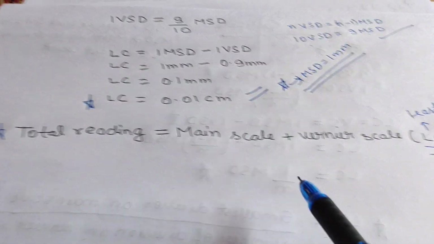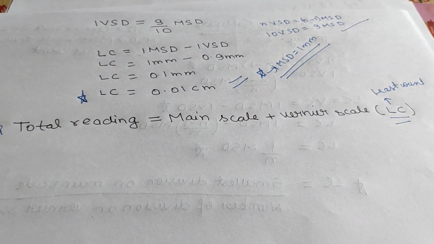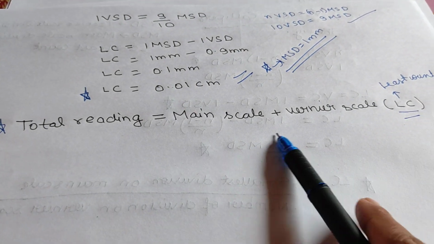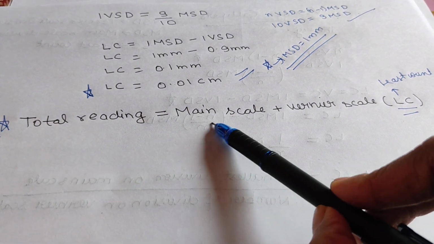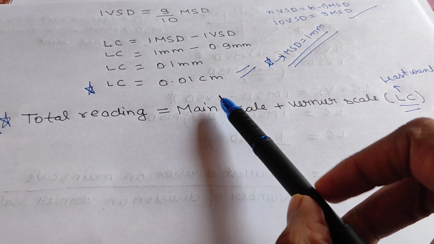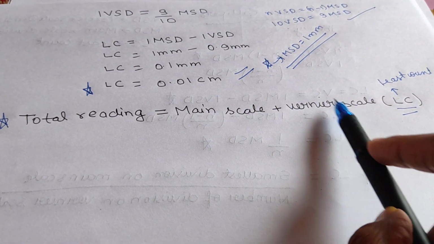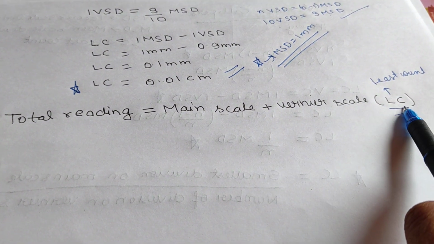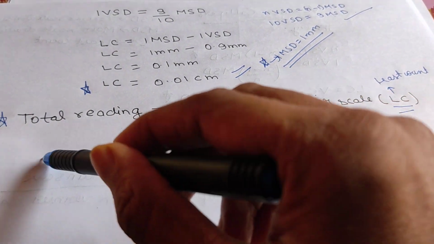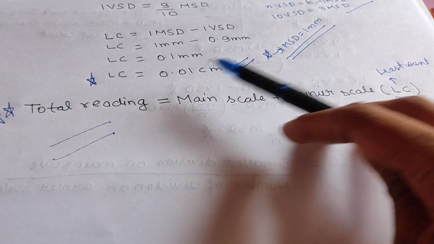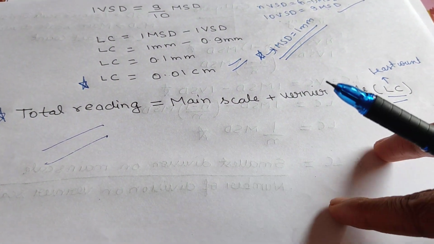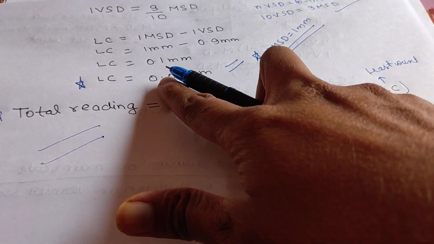Now come to the reading. This is a very important term, because in the question we are going to find the least count and the reading also. So the total reading is equal to the main scale reading plus the Vernier scale reading into the least count. That is the total reading. This is a must-learn formula. So this is the formula, and this is the least count.